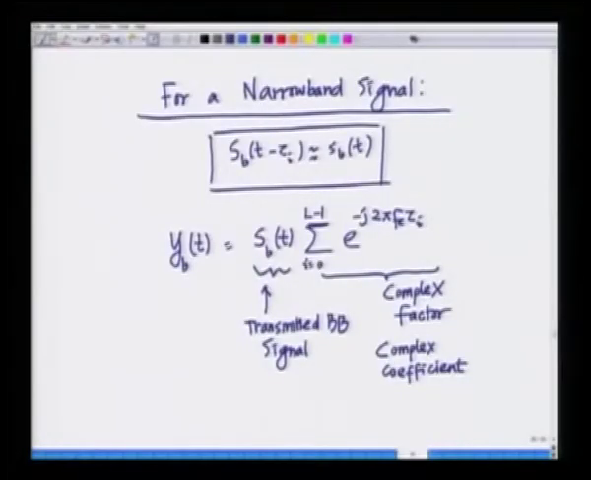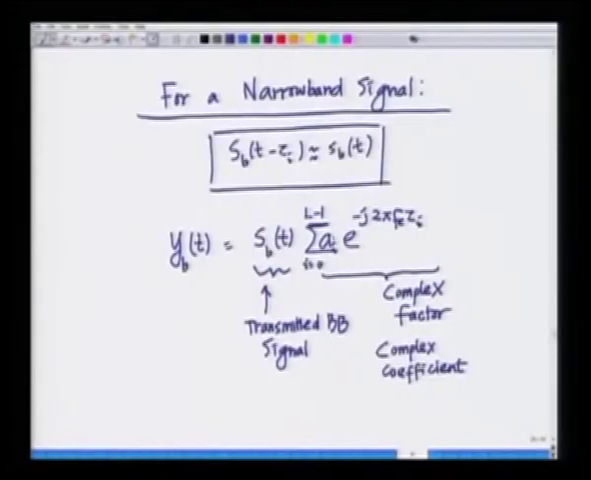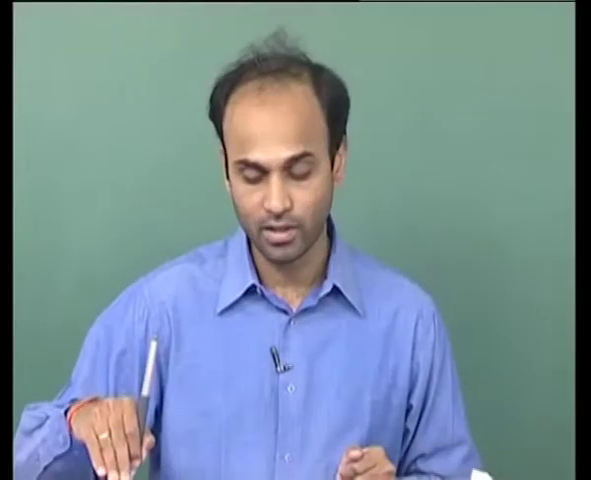Now, one thing you can observe right away is that, depending on the different tau I's, and forgive me, there also has to be an a I over here, depending on the different a I's and different tau I's, these different complex numbers can add up to produce either constructive interference or destructive interference.